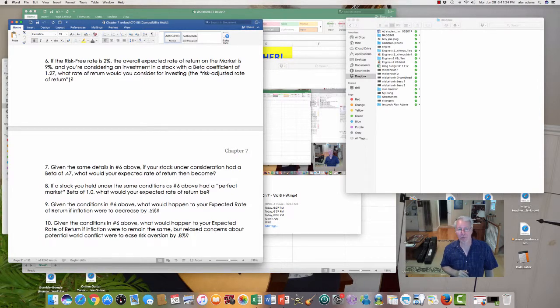Risk-free rate, of course, of 2% indicates the return on a short-term instrument of the U.S. government, the money market. It's called the U.S. T-bill, Treasury bill. Okay, and the third thing you need to know for an individual stock you're considering is the beta, and the beta coefficient, a measure of volatility against the market, is 1.27. What rate of return would you expect?